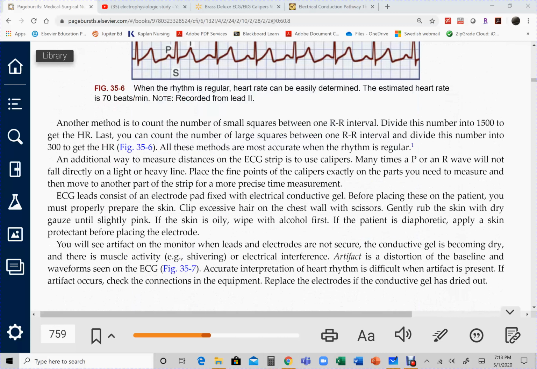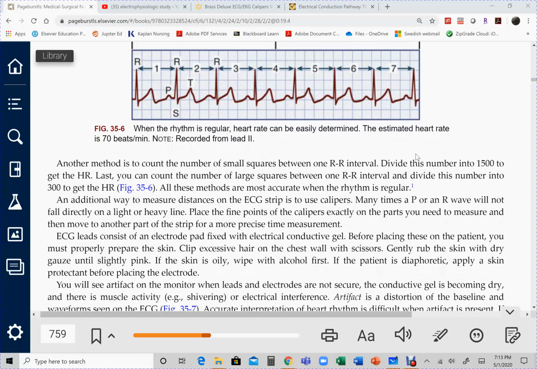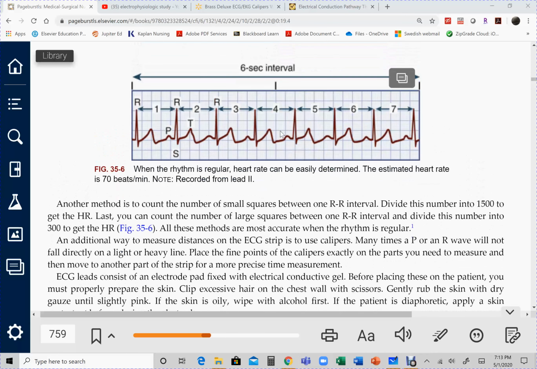That will explain the next two methods here. The simplest, the fastest way is to simply count the number of R waves and multiply by 10. The other is to count the number of small blocks and divide that into 1500, since there are 1500 small blocks in 1 minute.